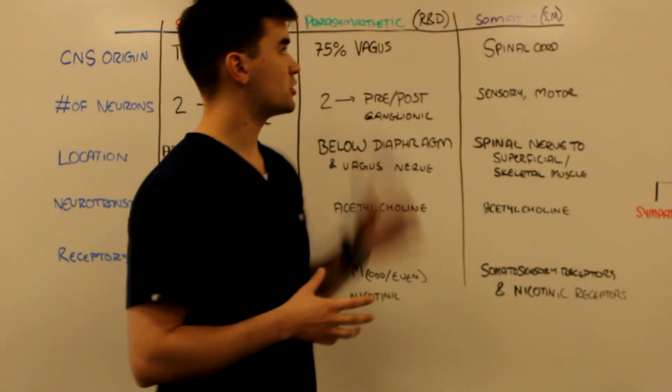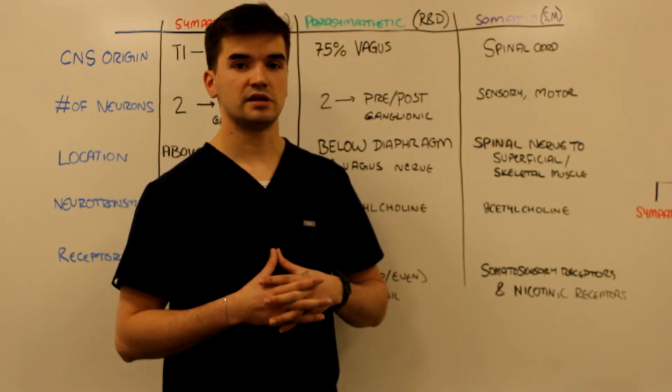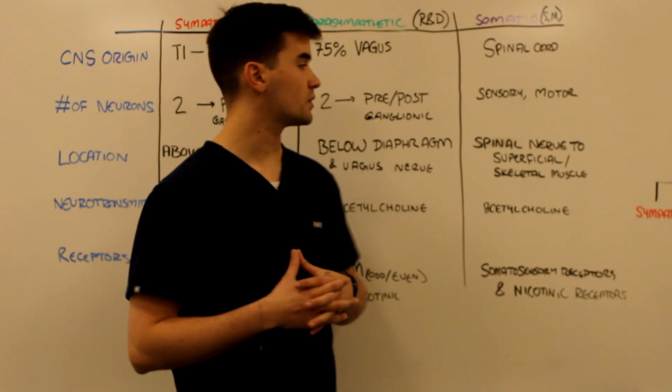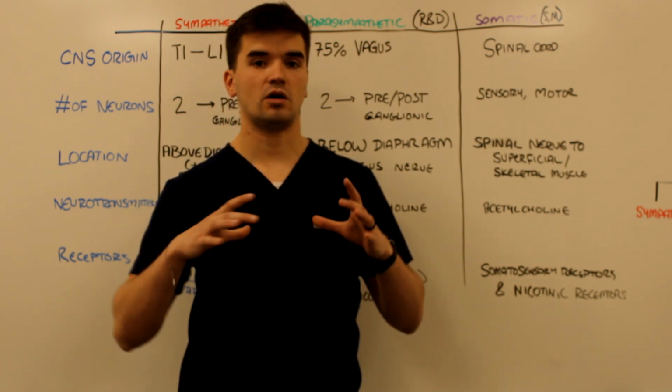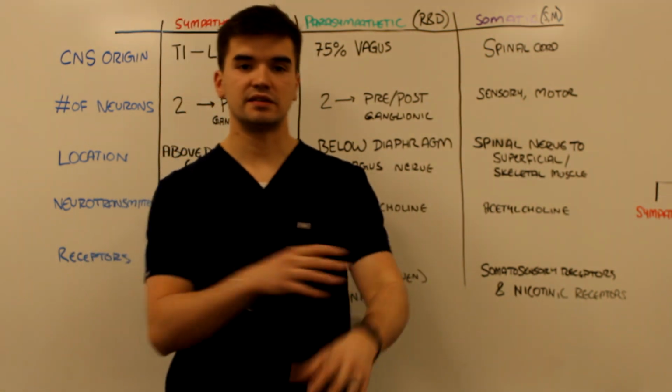Finally, for the somatic nervous system, most of it comes from the spinal cord. It deals with sensory as well as motor, and they're all bunched into what's called the spinal nerve, which tends to deal with the outside of our body, sensory in the skin.